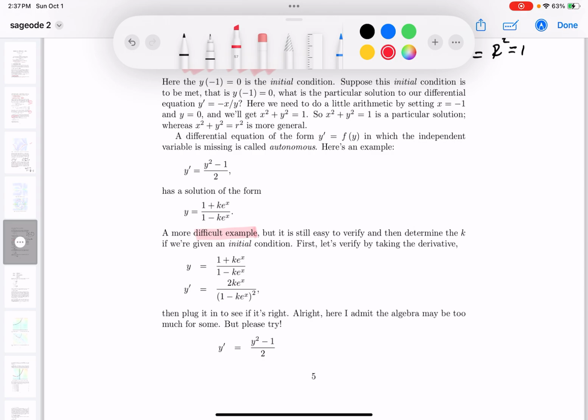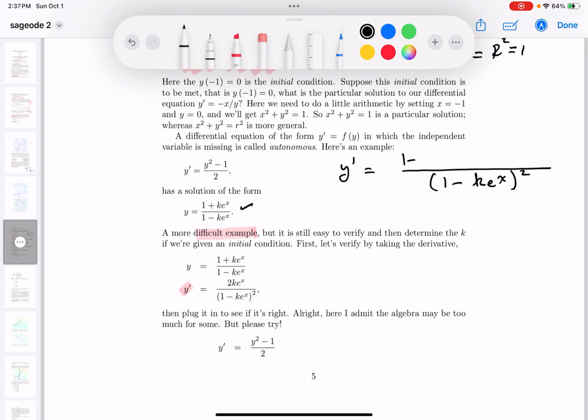Now I want to verify a couple different things, and one thing I want to do is I just want to verify the derivative over here. So let's do that, because it's part of verifying it's a solution, by the way. So let me write down what y prime is, and I'm doing that by doing this over here. And let's write that down. And what's that going to be? Well, 1 minus k e to the x quantity squared.